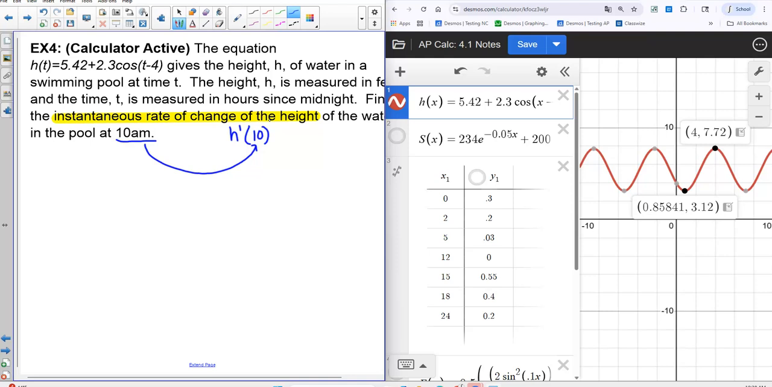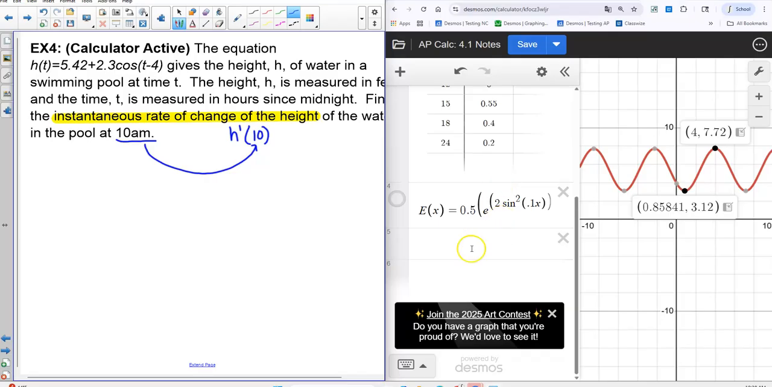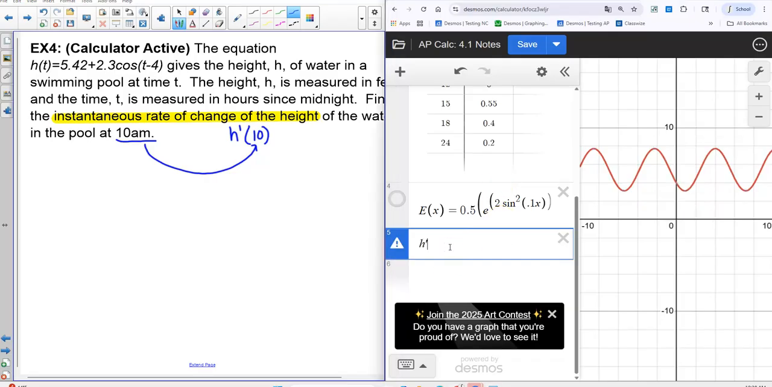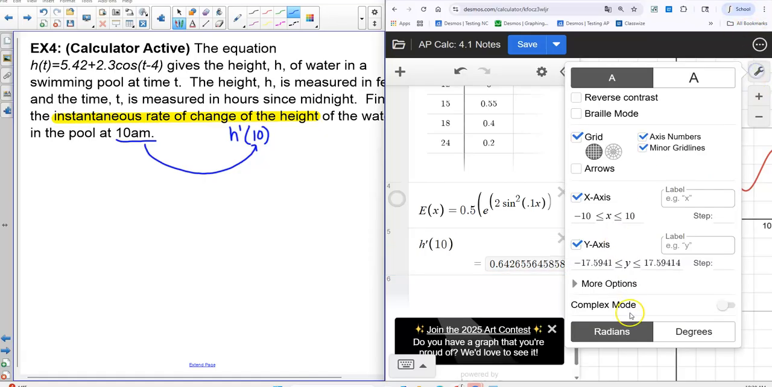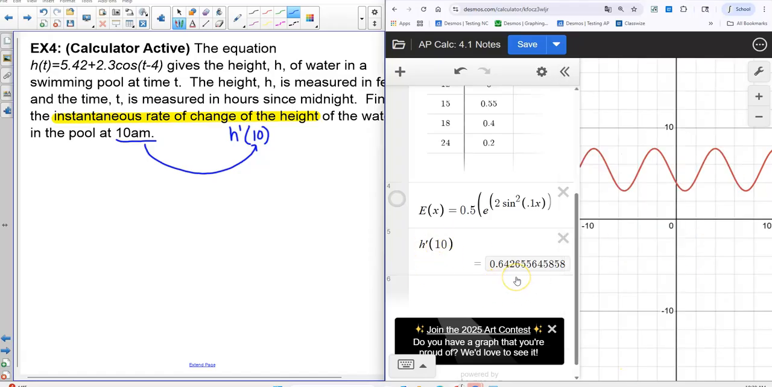Now, here's the beautiful thing if this is a calculator active problem. They will ask you questions like this sometimes, and here's all you have to do in Desmos: h prime of 10. That's it. Let me make sure I am in radian mode. Yep, h prime of 10. So if this was a calculator active free response question, all you have to write is h prime of 10. You do not have to plug anything in or find the derivative, because it's calculator active and they expect you to do it on the calculator. So h prime of 10 equals 0.64, and we'll round that to 3 decimals.